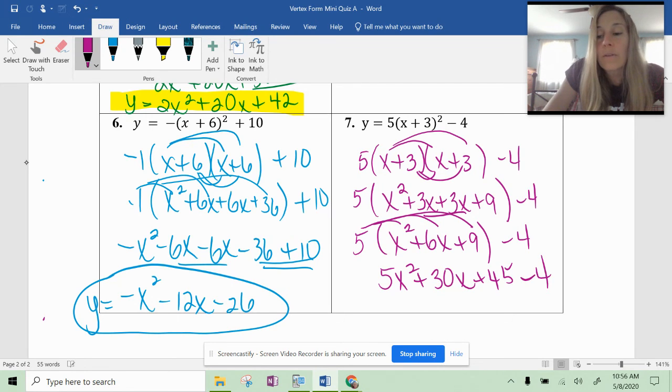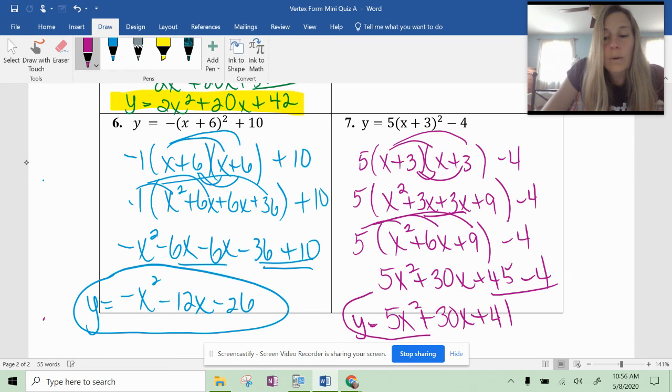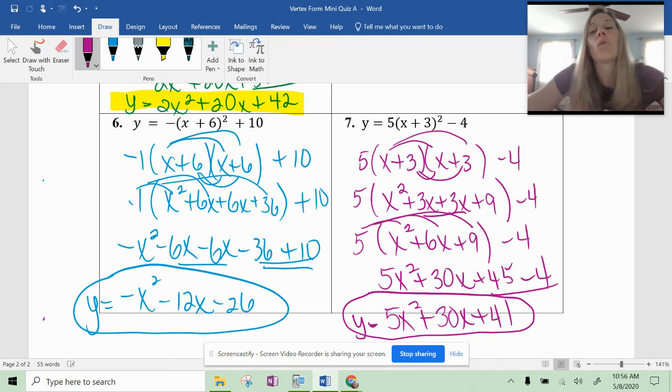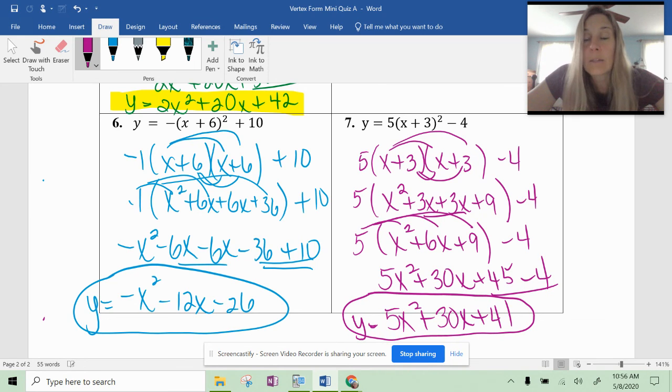And don't forget you still have that little 4 at the end. That's sometimes people forget about that. By the time they get to the end, it's like they lost it somewhere. So 45 minus 4 would be 41. Okay, so going from vertex form to standard form, all you're doing is writing out that binomial 2 times and FOILing it out and then just combining any like terms.